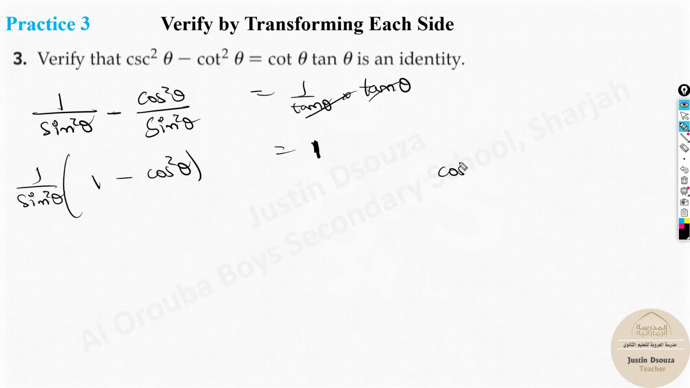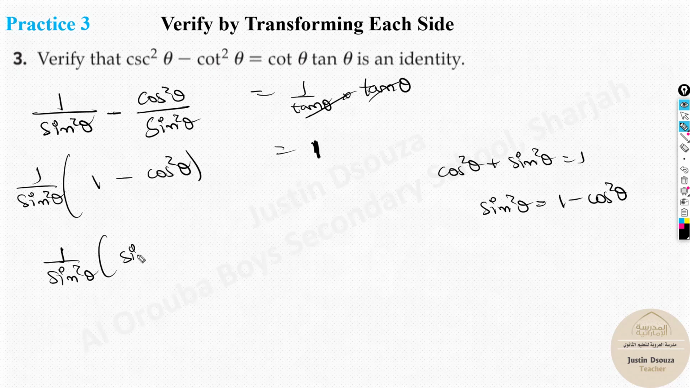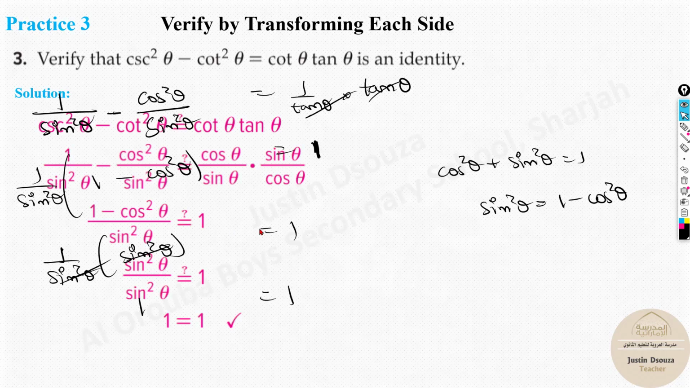From Pythagorean identity, we know cos square theta plus sine square theta equals 1. I have 1 minus, so take this cos to the other side. It will be sine square theta remaining here equals 1 minus cos square theta. Here, instead of 1 minus cos square, just write sine square theta into sine square theta. This cancels off and you're remaining with 1. Yes, this is equal to 1. Both the sides are verified because both sides are ultimately 1 and 1.